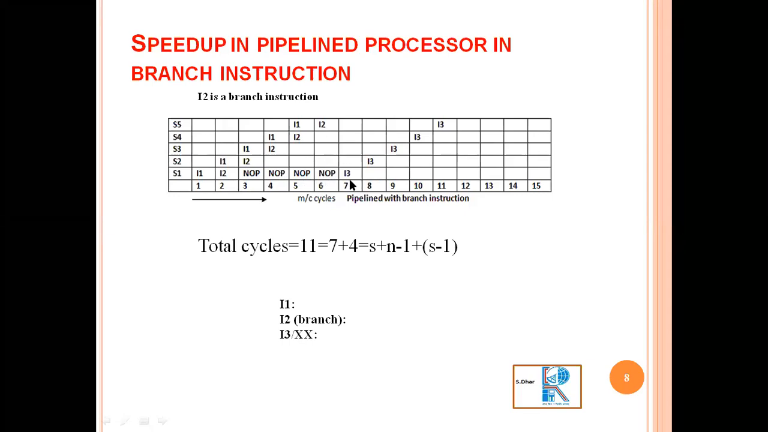Only after the completion of I2 can it start the next instruction here. So here it is written as no, that means no operation. That means the pipeline will be stalled or stopped if I2 is a branch instruction. Clear?